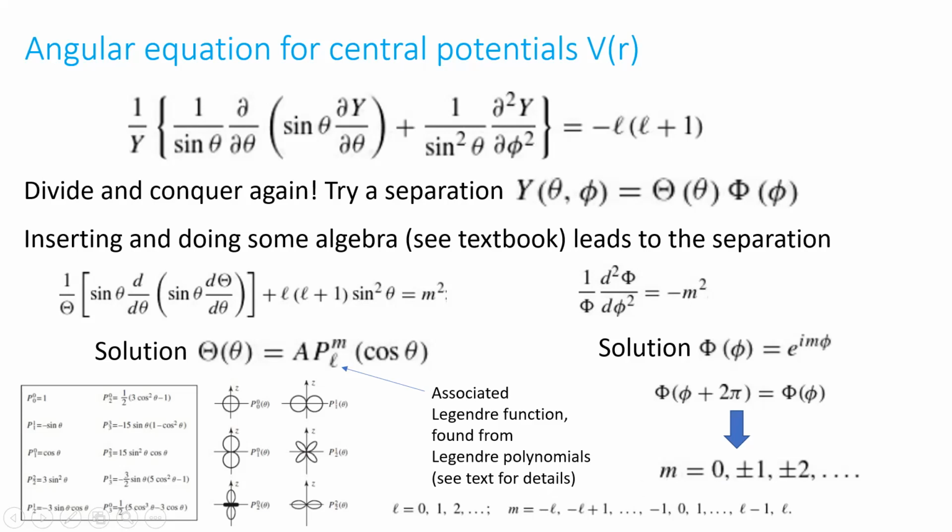So for example, for l equals 0, m would run from minus 0 to 0. So m would have to be 0. Whereas for l equal 1, m can run from minus 1 through 0 up to plus 1. So m can be 0 or plus or minus 1. Then for l equal 2, it can be minus 2, minus 1, 0, 1, or 2. And these come from the properties of the Legendre polynomials and the Legendre functions, which solve this equation here.